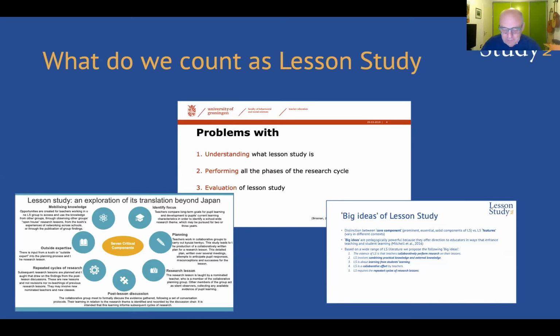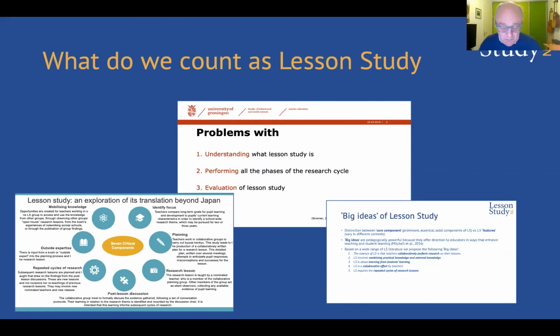And sometimes you see a tendency to take the Japanese model as the original form of lesson study, and that we should try to adopt that as closely as possible. We also see, and that was also present in Fenna's presentation, that when you start with lesson study with a group of teachers or in a school, there are some problems in understanding what it really is. Why are we doing this?